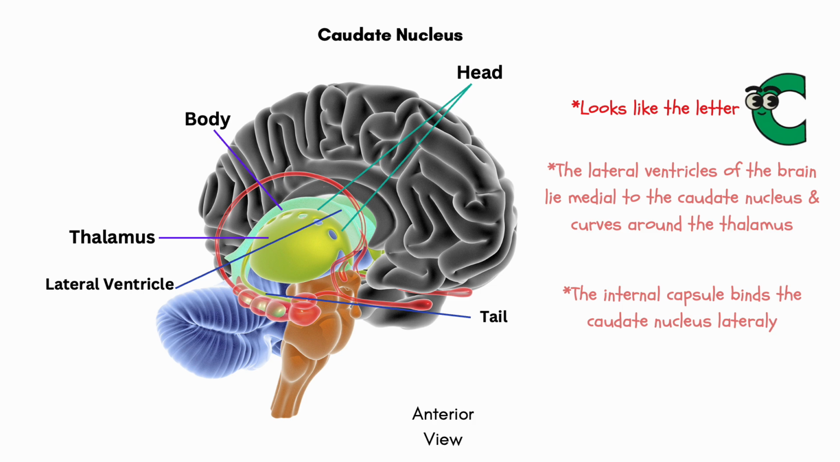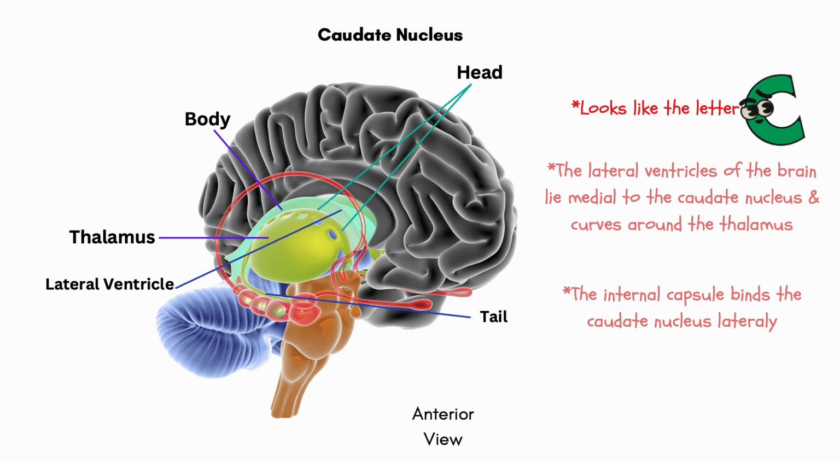Let's examine these structures in detail. First, we have the caudate nucleus, which is shaped like the letter C. Here you can see the caudate nucleus. It can be divided into 3 parts: the head, the body, and the tail. This is the head of the caudate nucleus, this is the body, and this is the tail.